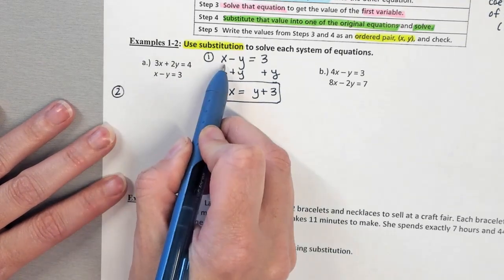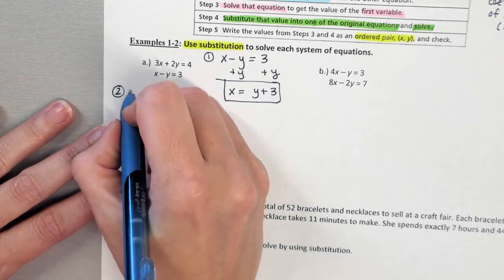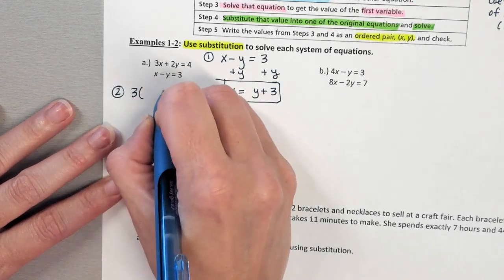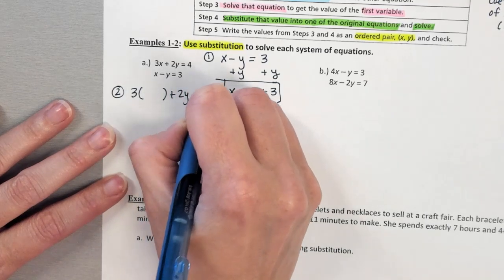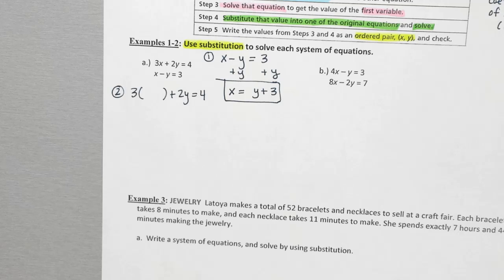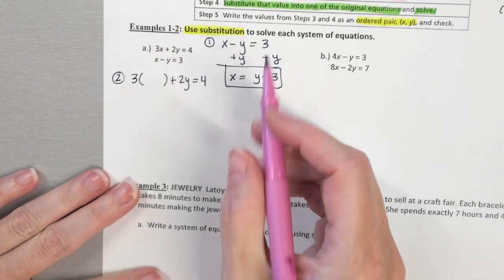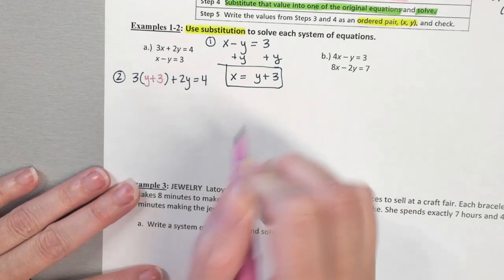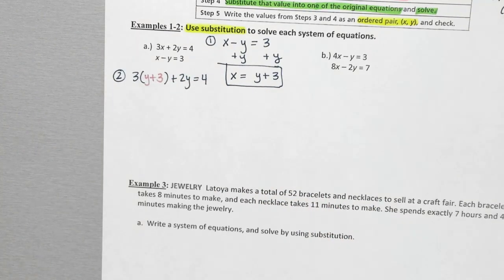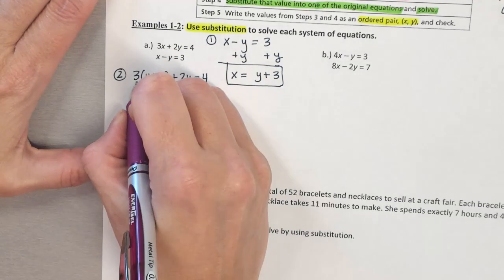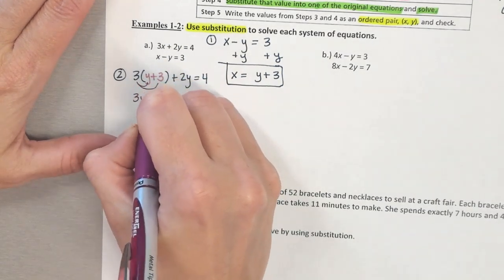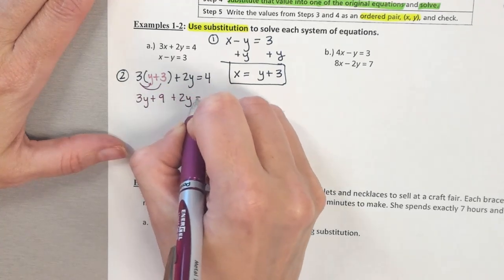We used this equation in step 1, which means in step 2, we're going to use the 3x plus 2y equals 4. Now that we have that, we can substitute. If x is equal to y plus 3, instead of x, we're plugging in y plus 3. Then we distribute. So we have 3y plus 9 plus 2y equals 4.